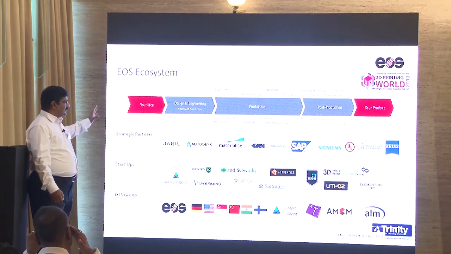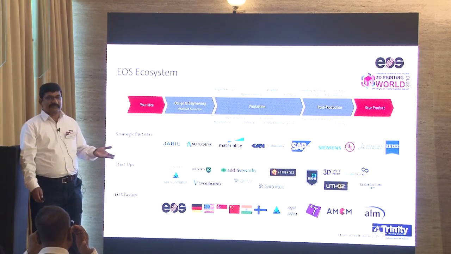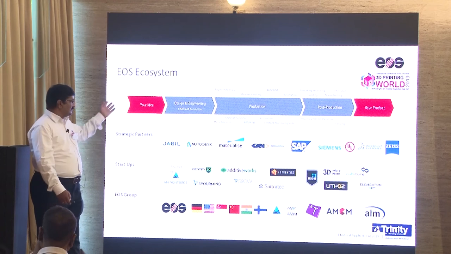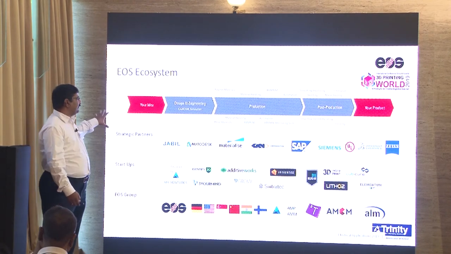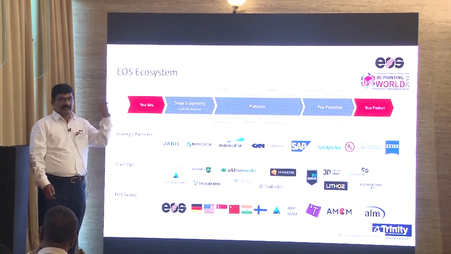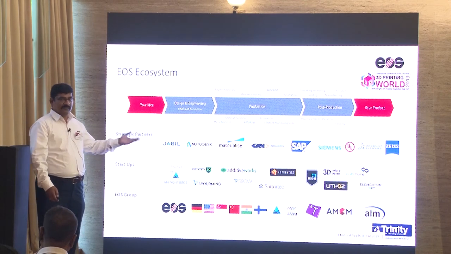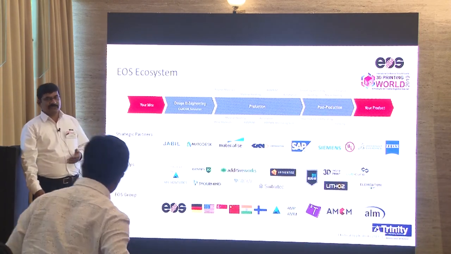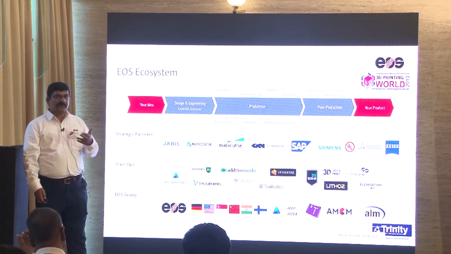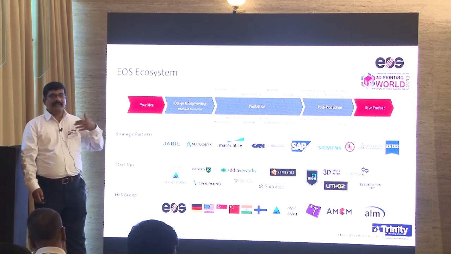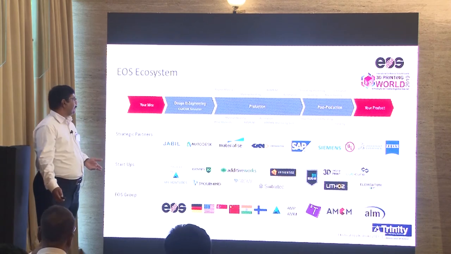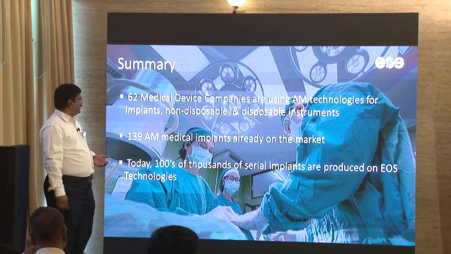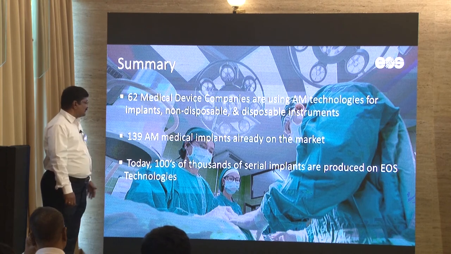These are the partners for pre-processing, like data preparation, and also post-processing applications. These are the ecosystem, and 60 to 70% of them are funded by EOS itself, be it software or a post-processing activity, because we spend around 24% of our revenue on R&D and on the ecosystem. As a summary, about 62 medical device companies use this, this is again US based.